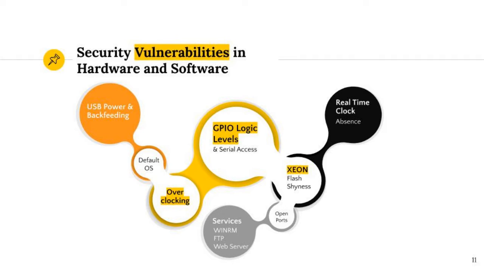Raspberry Pi systems are designed without real-time clocks to reduce costs. By not having a real-time clock, date and time do not exist in any internal storage, which is essential for certificate validation of cryptographic actions. So this becomes another vulnerability. Finally, Xenon flash shyness as a vulnerability. It was discovered that the Raspberry Pi 2 reboots if a laser is pointed at it.